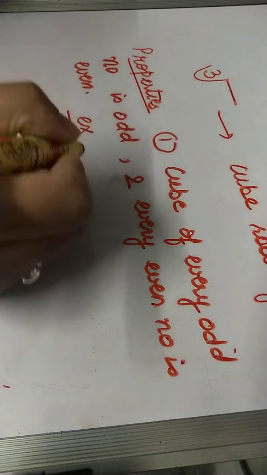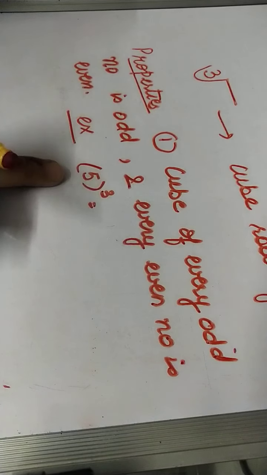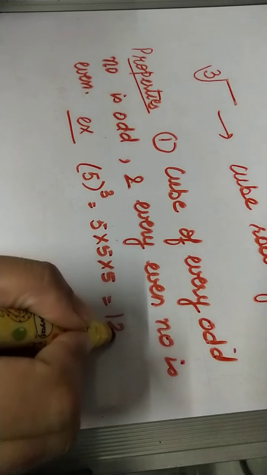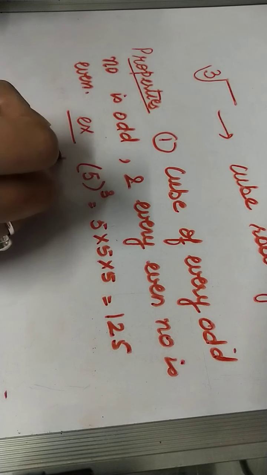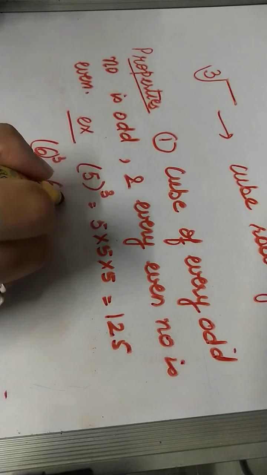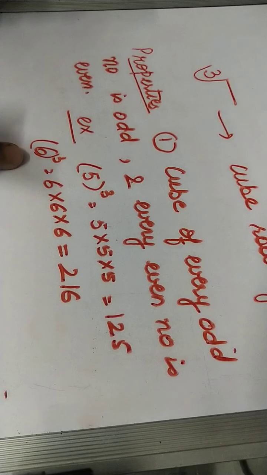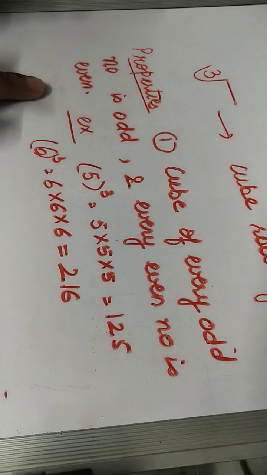I'll take an example. Say I want to find the cube of 5. So 5 is an odd number. 5 into 5 into 5, the answer is 125, which is again an odd number. Similarly, I find the cube of 6. So 6 cube is 6 into 6 into 6, which is equal to 216, which is an even number. So 6 was even, its cube is also an even number. So this was the first property, that the cube of every odd number is odd and the cube of every even number is even.